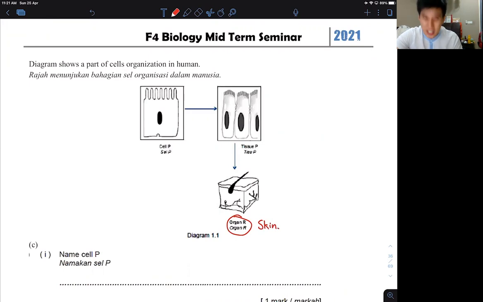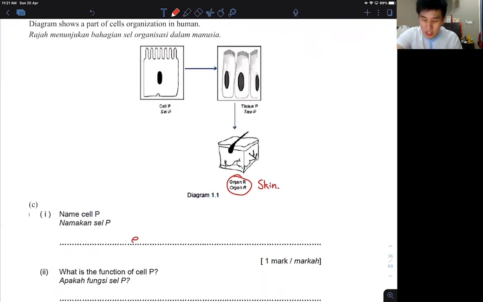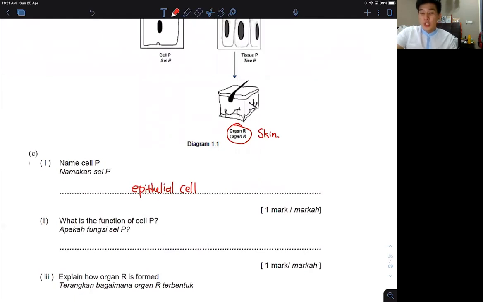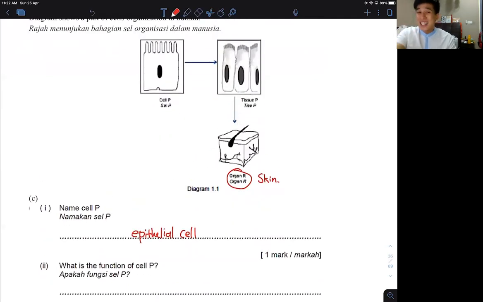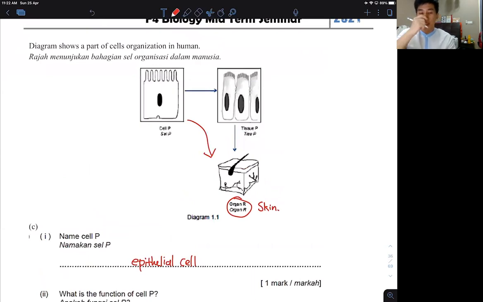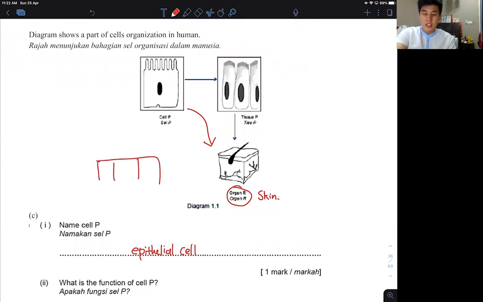Alright. So yes, this cell is not epidermis. We call it epithelial cell to be precise. Epidermis, epidermal cell, I usually use for plant one, a bit different the name. So what is the function of cell P? So basically your skin cell. So this cell eventually forms this organ. So if you say these cells, like the cells inside your skin, what is it for? So basically it's to act as like a protective barrier like that.